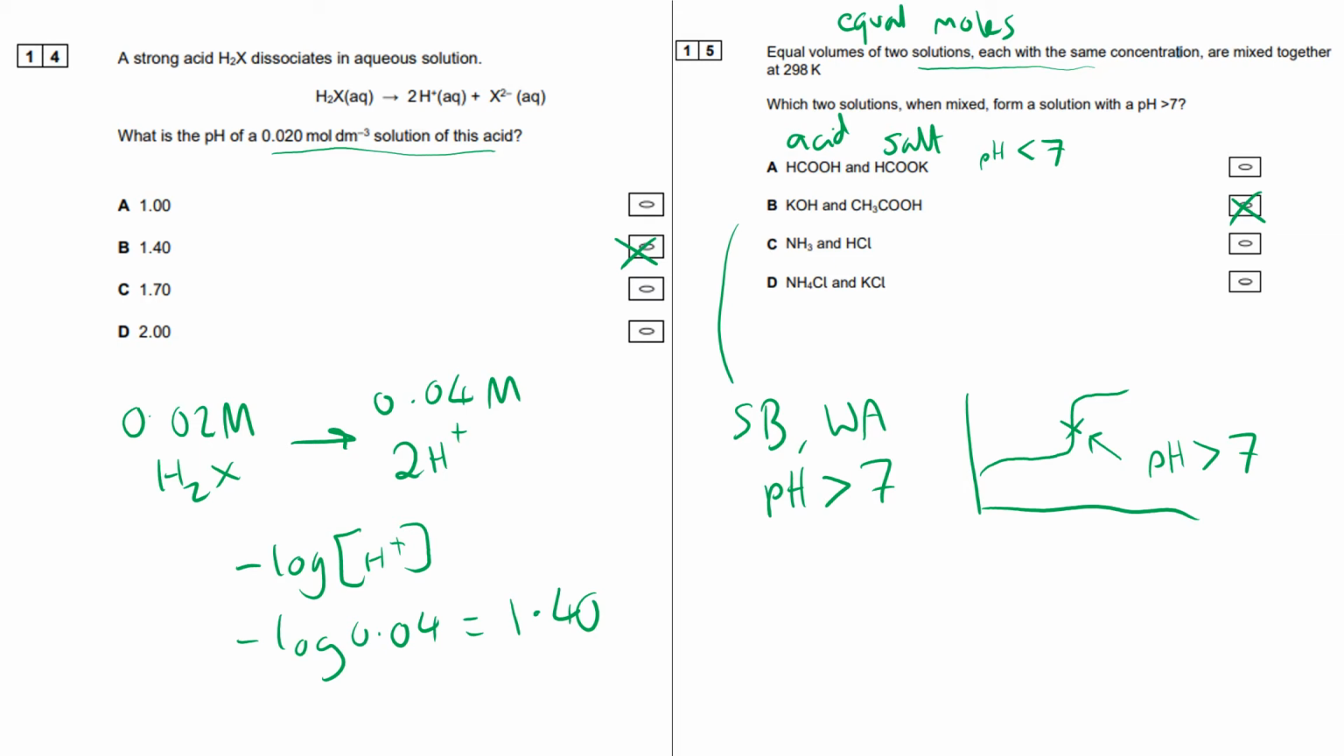Let's just go through C and D to eliminate those answers in case you weren't sure about those. So NH3 and HCl, you're going to have a weak base and a strong acid. So again, the pH is going to be less than 7 when you mix those together. And finally, you've got ammonium chloride and potassium chloride, which are both salts. They're not proton donors or acceptors, they're not acidic or basic, so the pH is going to be about 7, depending on the temperature. So mixture B, strong base, weak acid, equivalence point greater than 7, therefore B is correct.